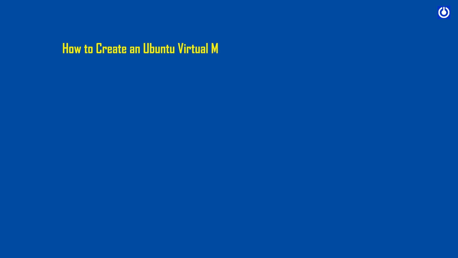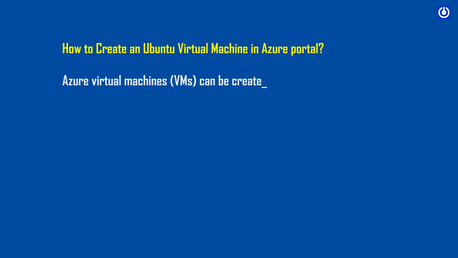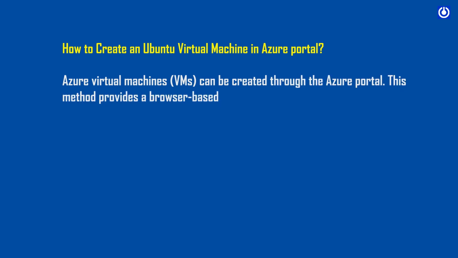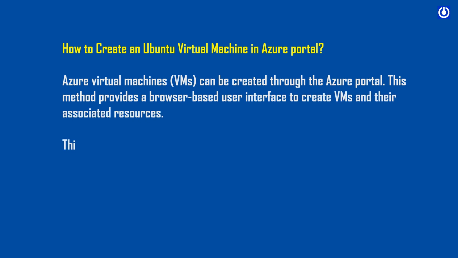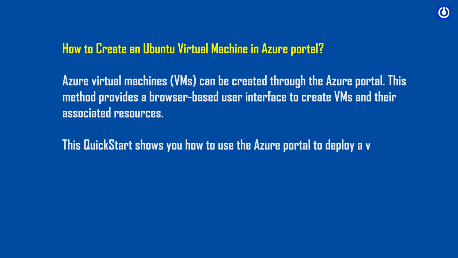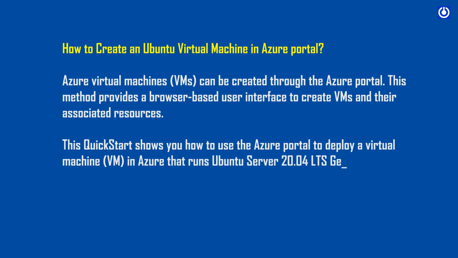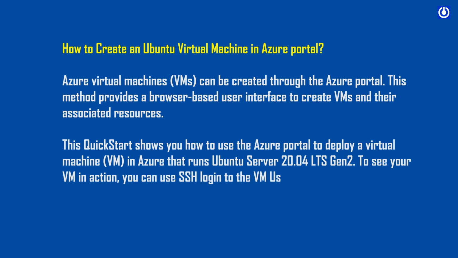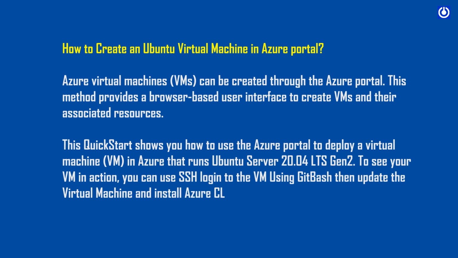How to create an Ubuntu virtual machine in Azure Portal. Azure Virtual Machines, VMs, can be created through the Azure Portal. This method provides a browser-based user interface to create VMs and their associated resources. This quick start shows how to use the Azure Portal to deploy a virtual machine, VM, in Azure that runs Ubuntu Server 20.04 LTS Gen 2. To see your VM in action, you can use SSH to log in to the VM using Git Bash, then update the virtual machine and install Azure CLI.